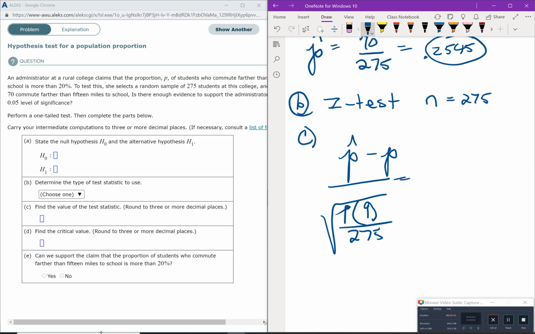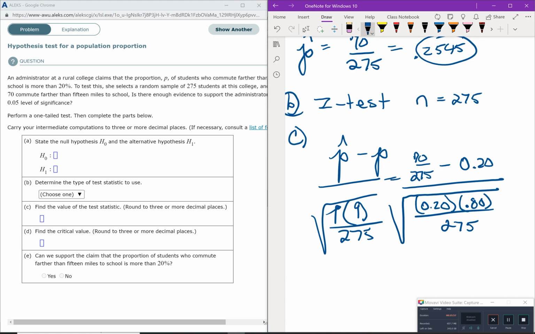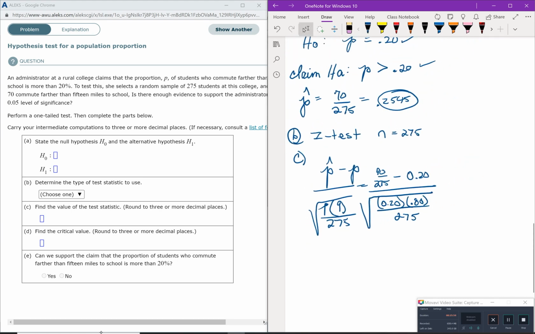So in our case, this would be the 70 over 275 minus the 0.20 divided by the square root of 0.20 times 0.80, obviously 1 minus 0.20, divided by 275, and we're taking the square root of all of that denominator. When all is said and done, we should end up with a value of 2.261 once we calculate this.